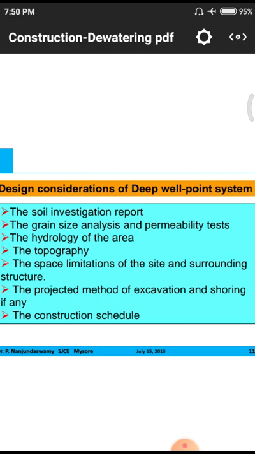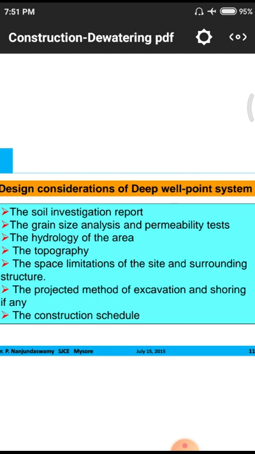The grain size analysis and permeability test. Grain size means what the particular particle size is, whether it is a coarse grain particle or a fine grain particle. Next one is the permeability tests. These permeability tests we normally do along with the liquid limits and other things. Liquid limit means how much water will be absorbed by the soil, that is, the quantity of liquid.